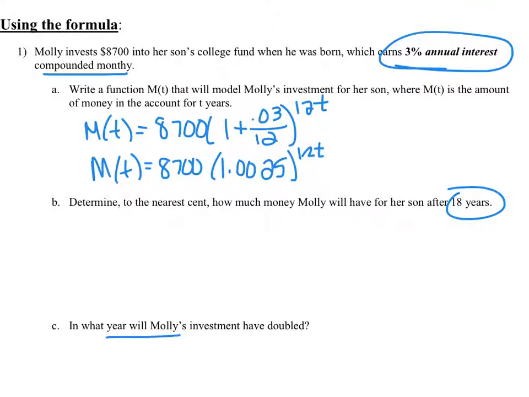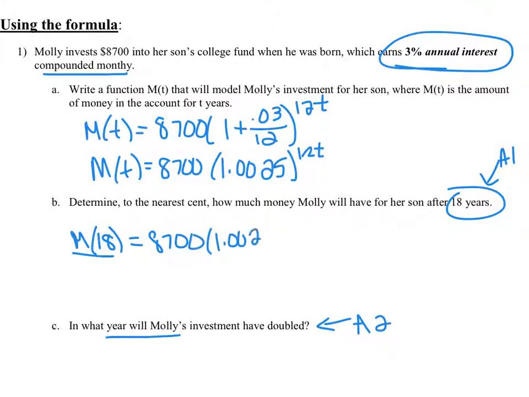So this is the A2 version. This is the A1 version. This will happen, but it may be a bit more complicated formula than this. So we want to figure out how much she's going to have. So we're going to figure out M of T, or M of 18. So you plug in the 8,700 and literally just plug it in and figure out the answer.